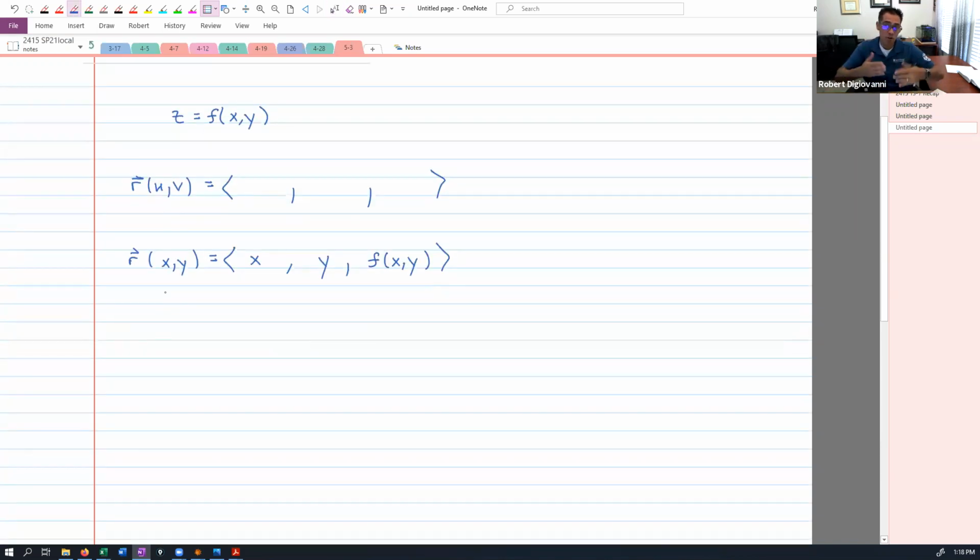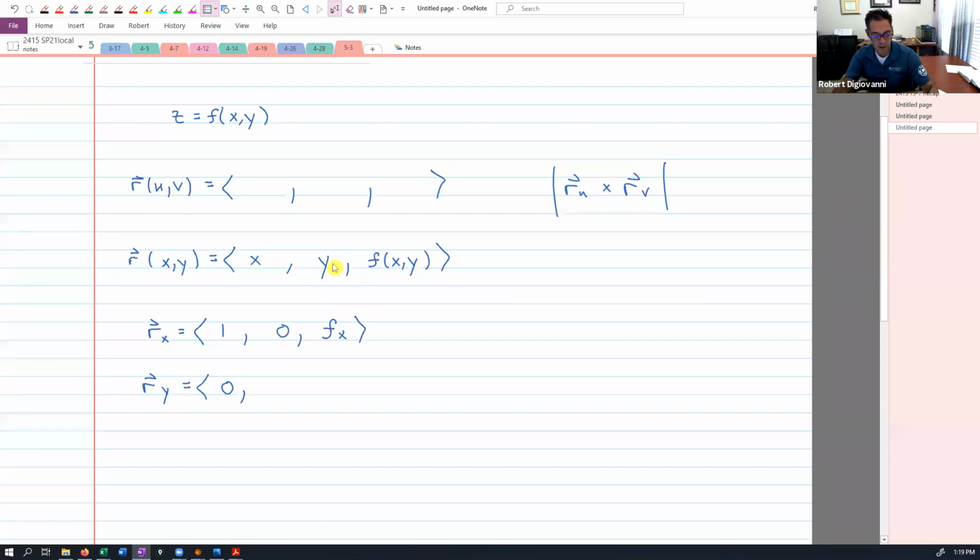And now when we do the partials, you know how originally we do partial of r with respect to u, and then we try and cross it with partial of r with respect to v, and then we would take the magnitude like that to get the surface area. Now what we do is we do the partial with respect to x. Let's see, what would the partial of this with respect to x be? Well, 1, 0, and then whatever the derivative of this is with respect to x. So see how I wrote that f subscript x? Then the partial of this with respect to y would be, well, if this is x, that would be 0, and then that would give you a 1, and then this would be partial of f with respect to y.